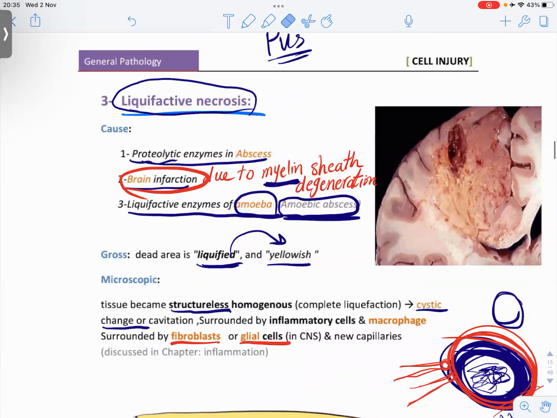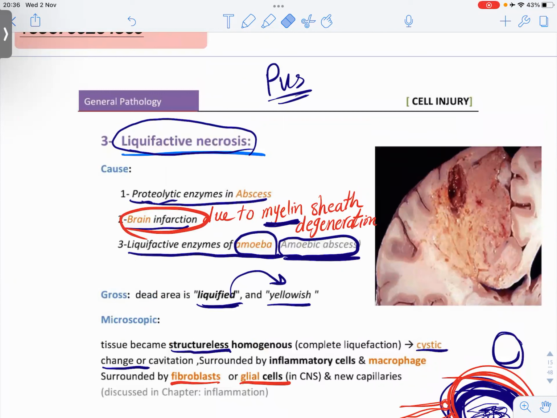Third one is liquefactive necrosis. Liquefactive necrosis is caused by proteolytic enzymes in some abscess, brain infarction due to myelin destruction, and liquefactive enzymes of amoeba, which form amoebic abscess. And we said that proteolytic enzymes from the immune cells or from the amoeba cause destruction of proteins, and this protein will accumulate together and convert into a jelly substance. It's called pus. And of course, pus is yellowish and liquefied.